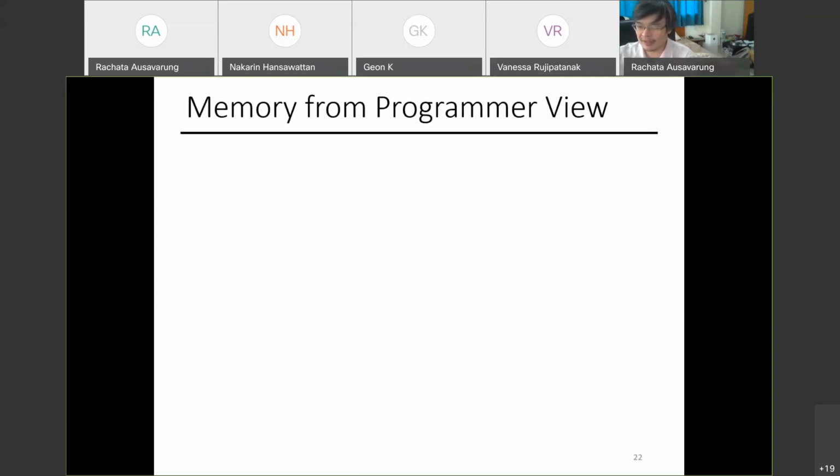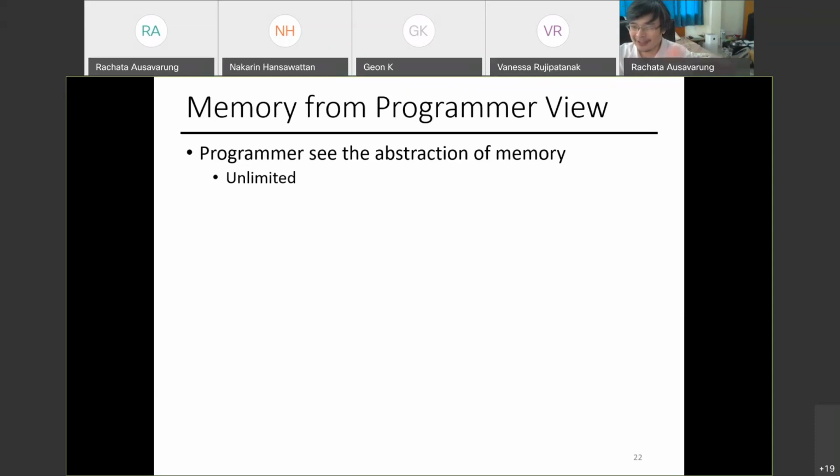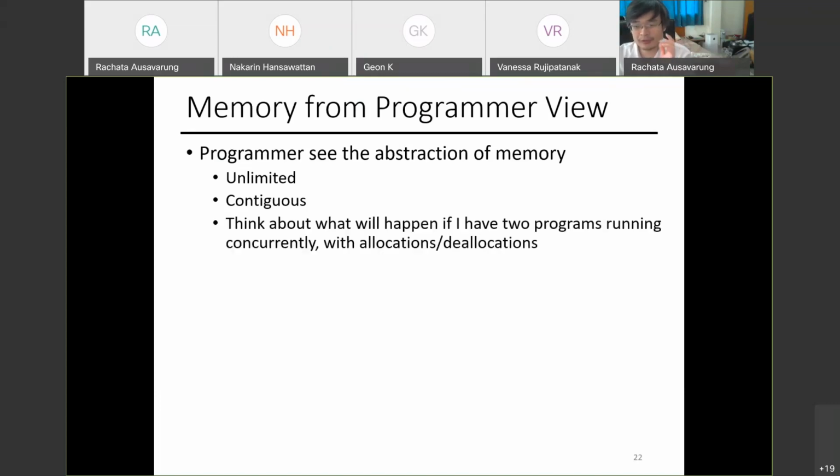And this is what you want from the programmer, right? You see the abstract version of main memory. When you call malloc, what do you get? You get some address, right? And hopefully you feel like, okay, I have unlimited memory. The memory is contiguous. You don't have to think too much about where they are. You know it's an address.